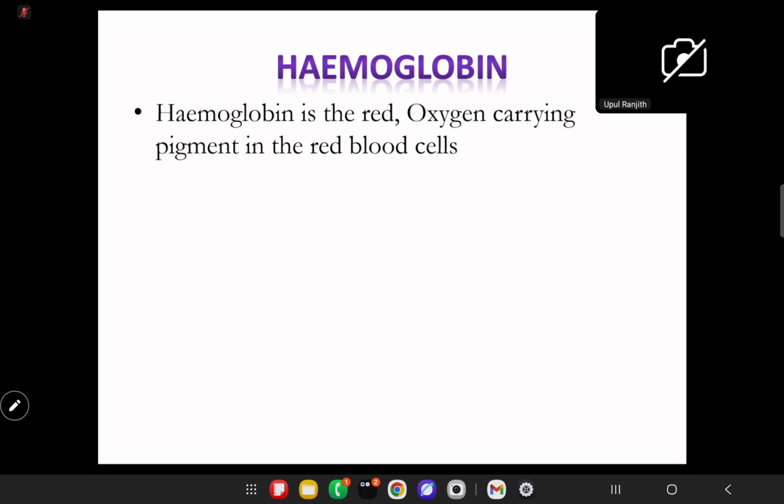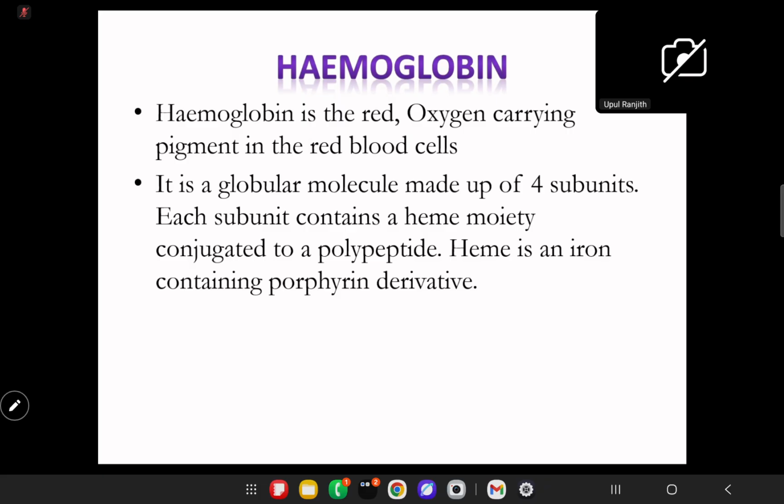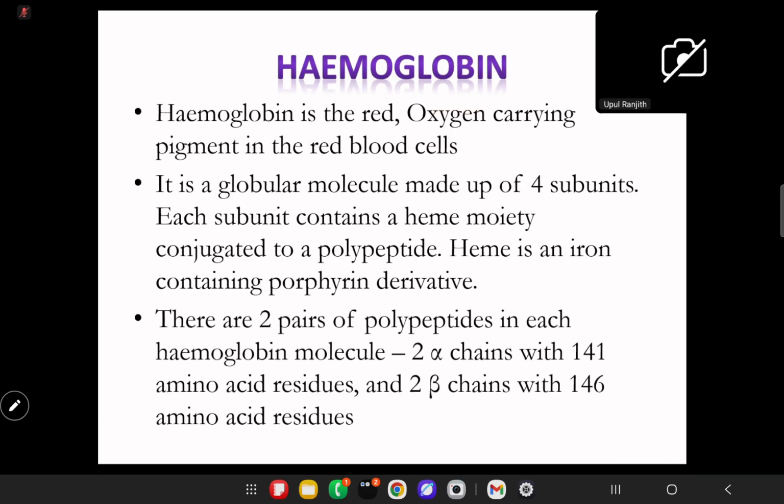So this is a simple definition for hemoglobin. Hemoglobin is the red oxygen carrying pigment in the red blood cells. It is a globular molecule made up of 4 subunits. Each subunit contains a heme moiety conjugated to a polypeptide chain. Heme is an iron-containing porphyrin derivative.